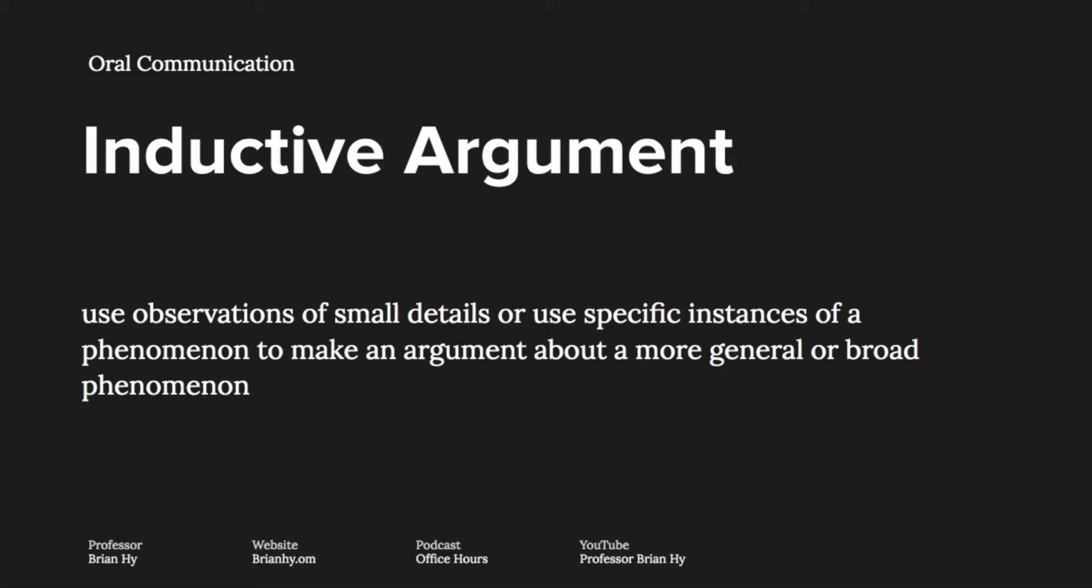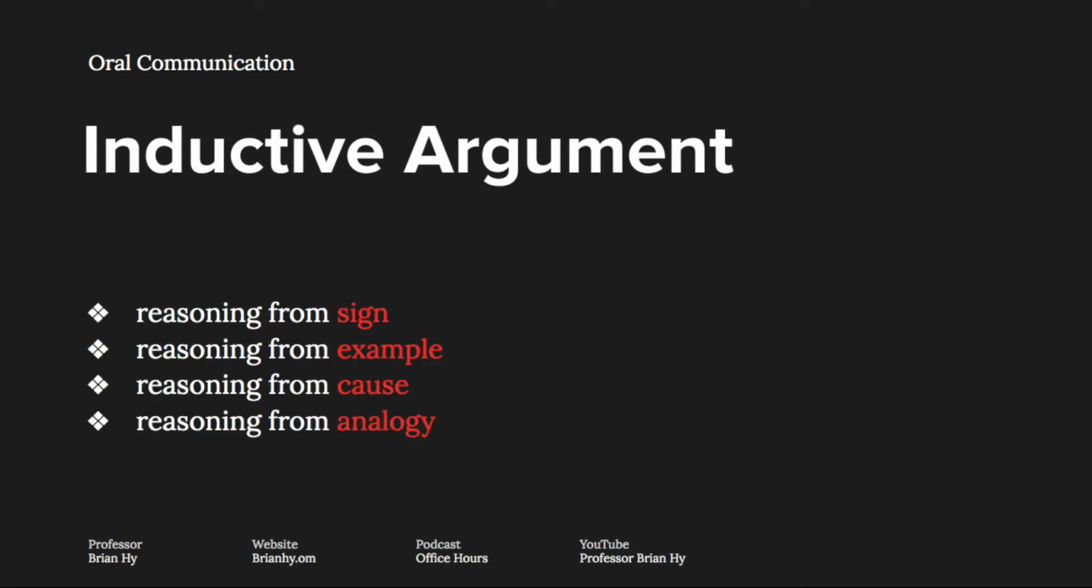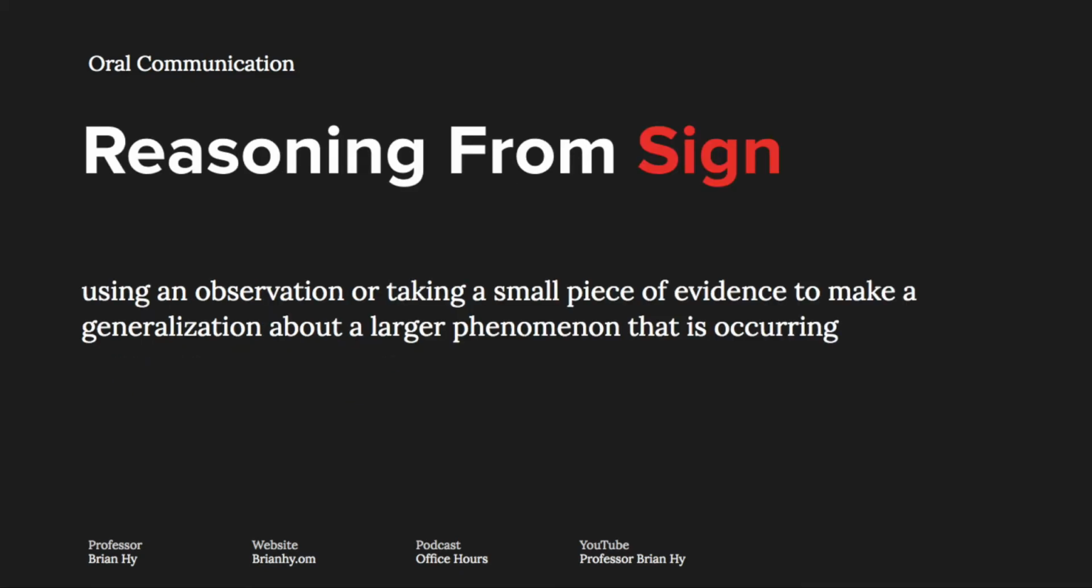There are 4 types of inductive arguments that you might decide to use: reasoning from sign, reasoning from example, reasoning from cause, and reasoning from analogy. First, let's take a look at reasoning from sign.